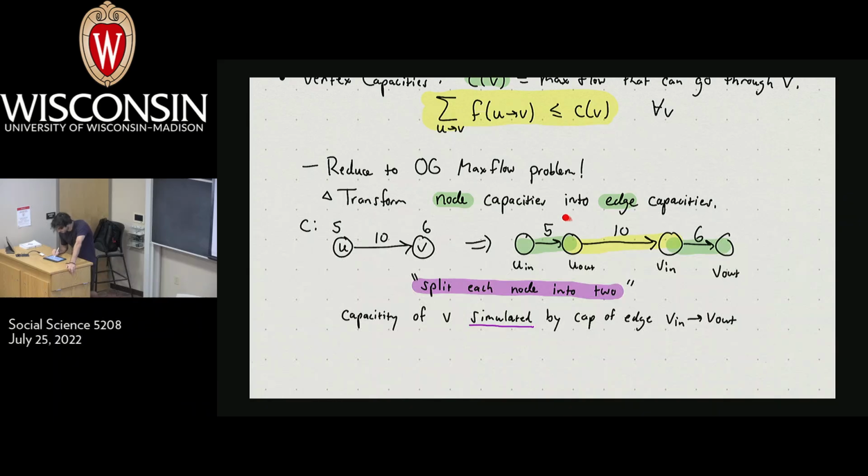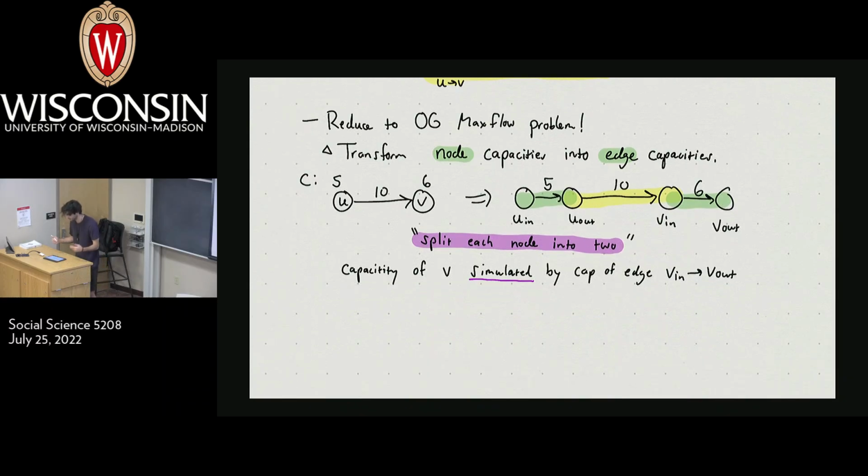And what we'll do is we'll split each vertex into two pieces. So U becomes U in and U out, V becomes V in and V out, and now we just put the node capacity as the edge capacity between the two pieces. So now the node capacity will be satisfied because that edge capacity takes care of it. That edge can't take more than 5 units of flow, and that's representing U taking no more than 5 units of flow. So we're simulating the capacity of a node using this edge, V in to V out.